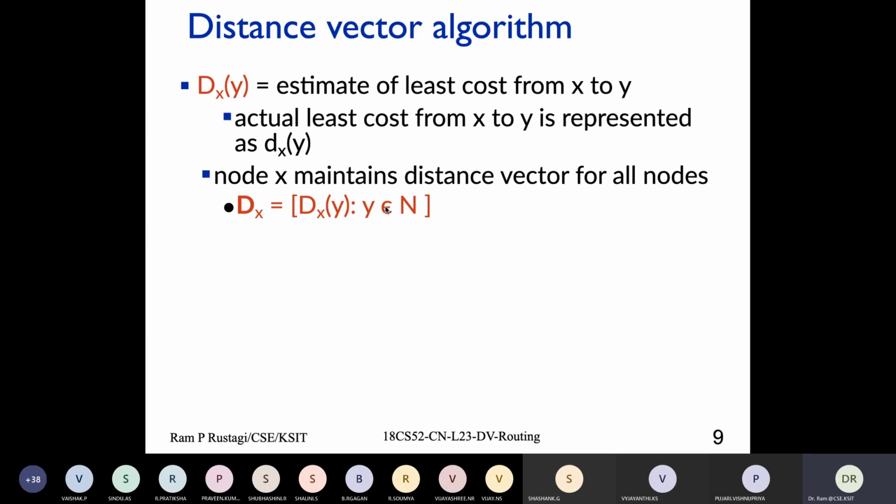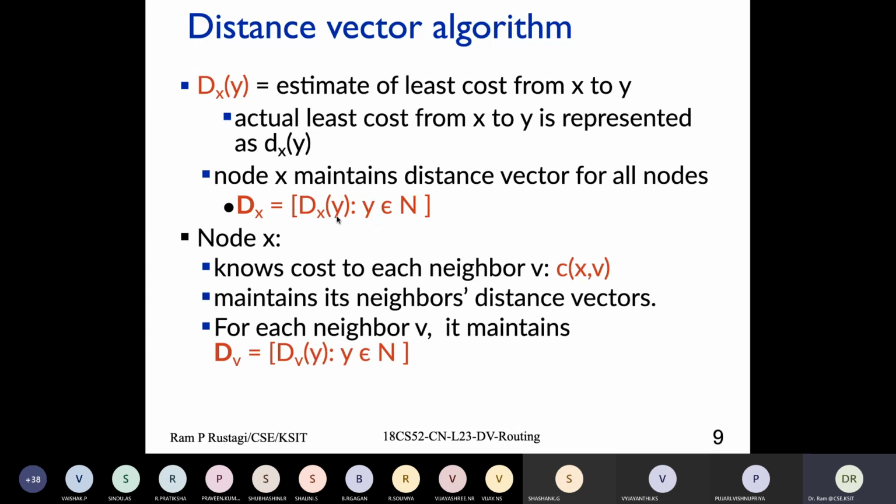So we'll define some notation before we define the algorithm. We have small dxy, the actual least cost from x to y. Initially, we keep an estimate, so we keep capital Dxy, which is an estimate. And we define a distance vector Dx that indicates the least cost to all the nodes in the network from the node x. And this is maintained.